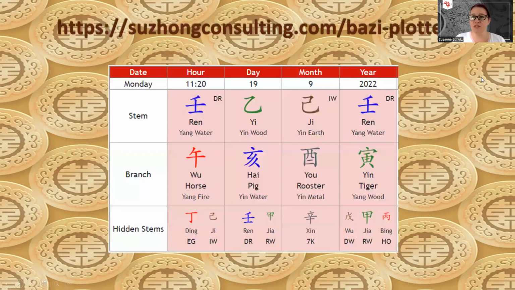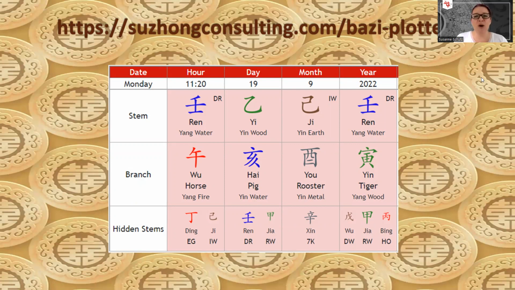So first things first, as always, you need to plot your Bazi chart. You can go to this link. I will also put it in the notes to this video. You can just copy and paste, go there, and enter your birth details. Now, if you're unsure about your time of birth, never mind, we can still do this analysis. Of course, it's always better to have it, but if you don't have it, don't worry too much about it.